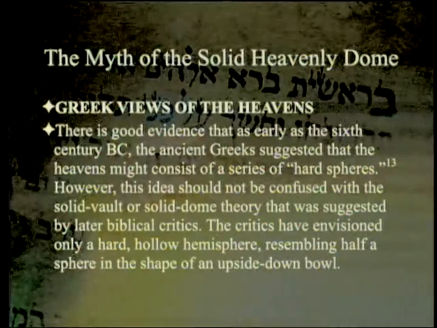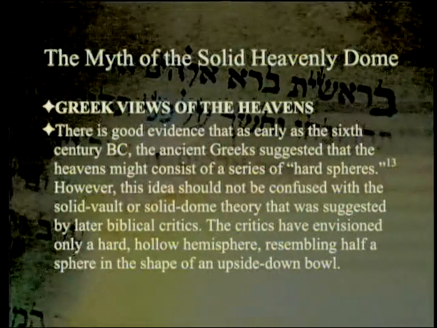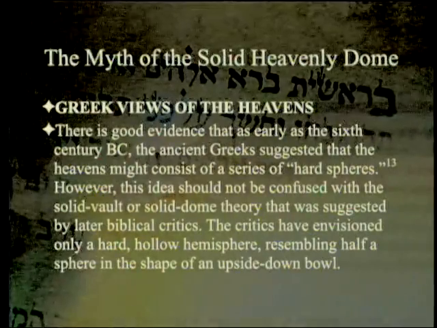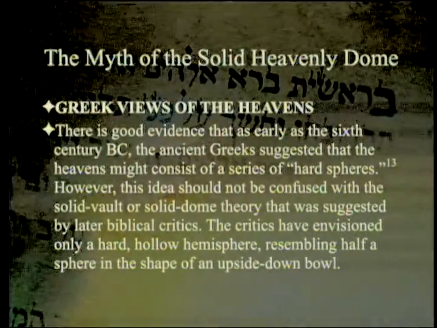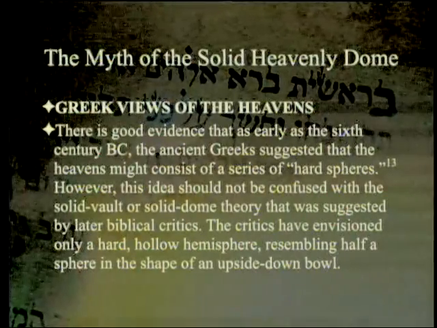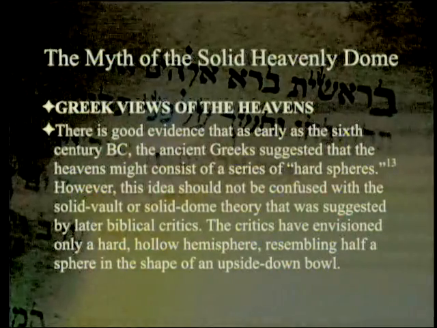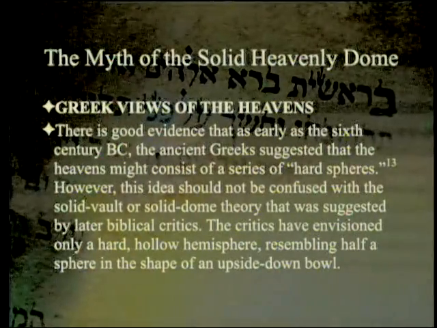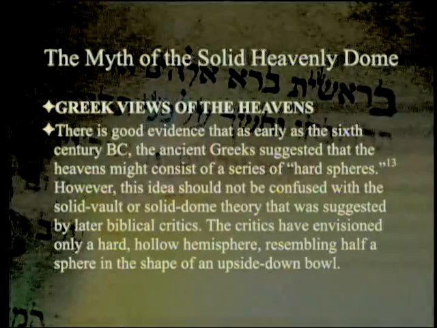Greek views of the heavens. There is good evidence that as early as the 6th century BC, the ancient Greeks suggested that the heavens might consist of a series of hard spheres. However, this idea should not be confused with the solid vault or solid dome theory that was suggested by later biblical critics. The critics have envisioned only a hard, hollow hemisphere resembling half a sphere in the shape of an upside-down bowl.